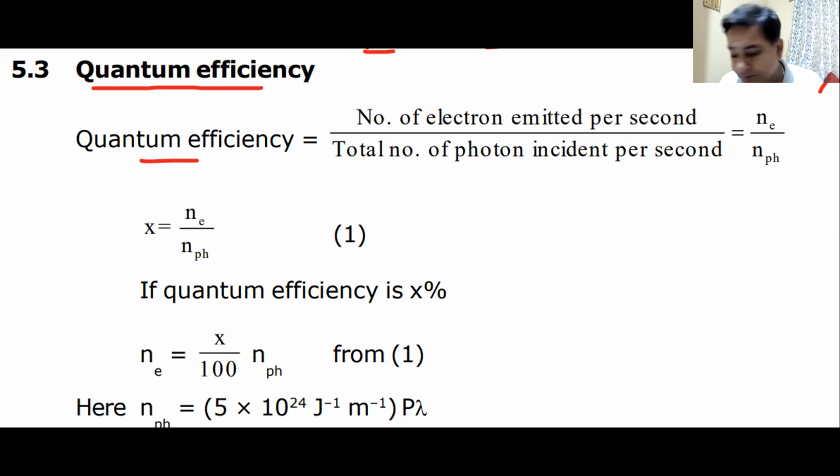Yes or no? That's it. What is the input? Input is the number of photons. Yes or no? What is the output?